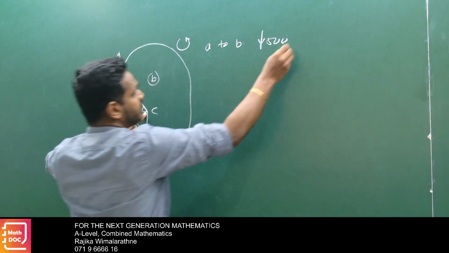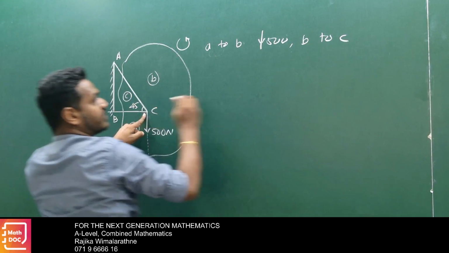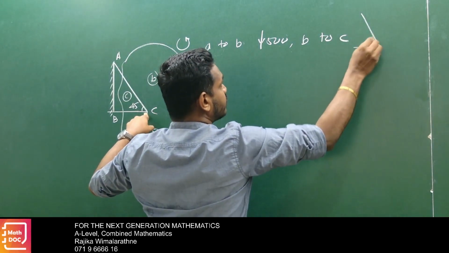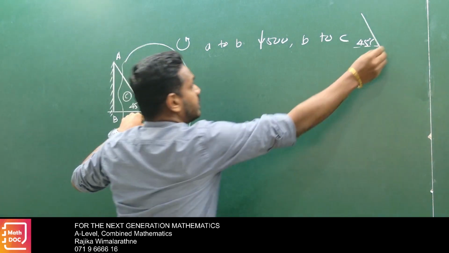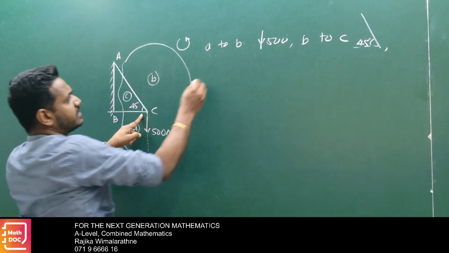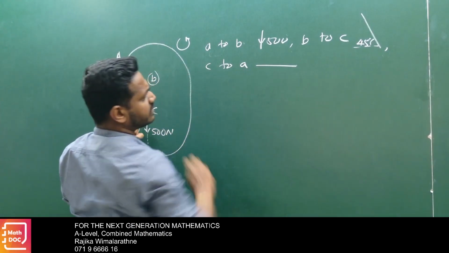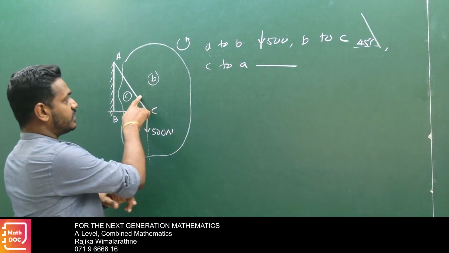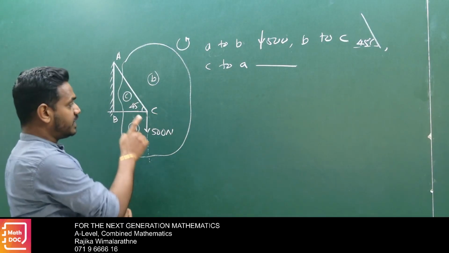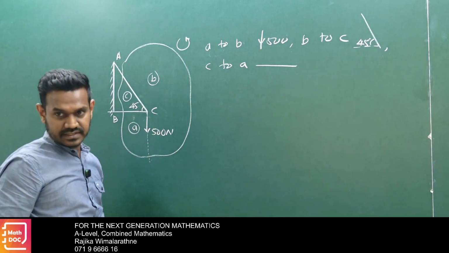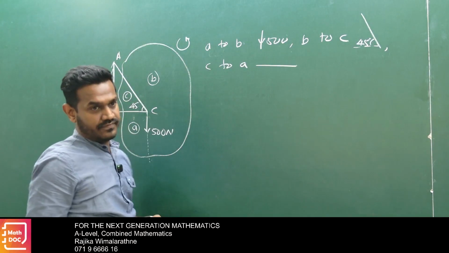B to C, here inclination only? No, 45 degree inclination. Then thereafter C to A, horizontal one, no? Here we don't know the exact magnitude and direction. Here also we don't know the exact magnitude and direction, but here we know the exact magnitude and direction. Then this thing we have to sketch now.